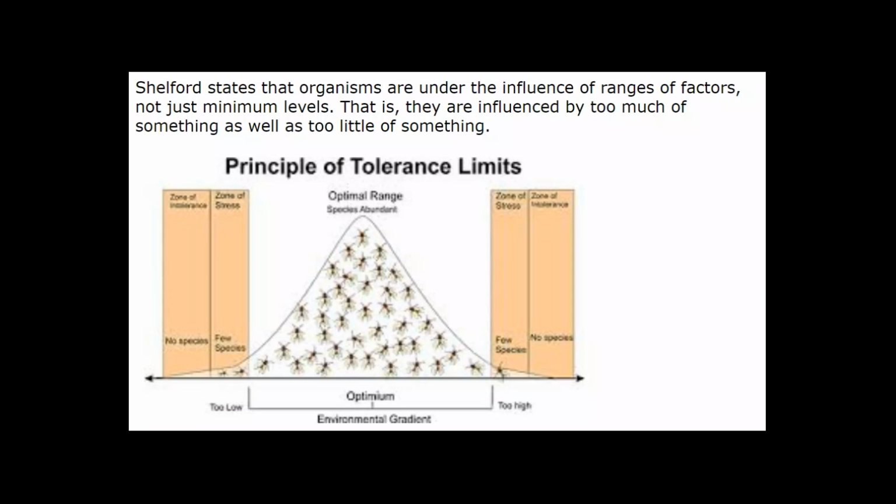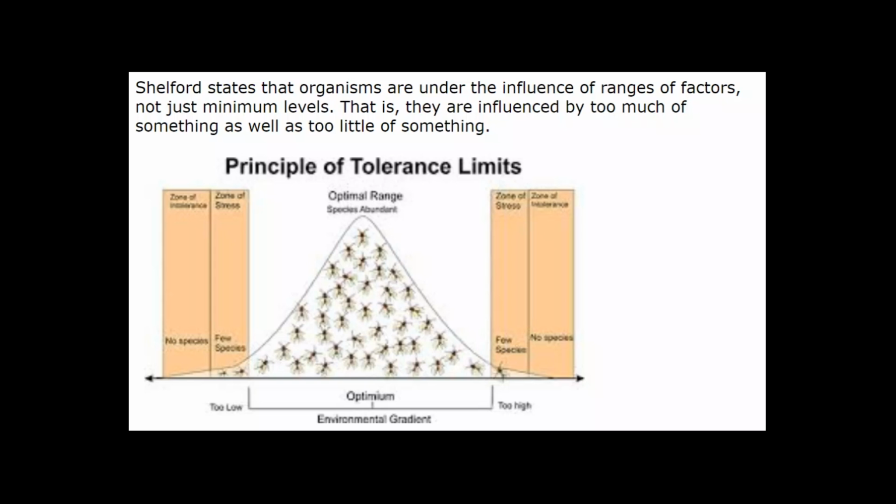And then after that, we can look at tolerance ranges. Shelford states that organisms are under the influence of a range of factors, not just minimum levels. So they're influenced by too much of something as well as too little. So if we look at any abiotic factor, too little of it, you won't be able to get much of the species, and too much also will produce little. And in the optimum range, there'll be a large amount.